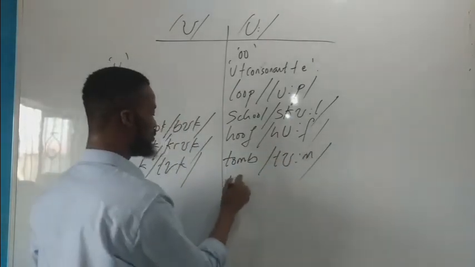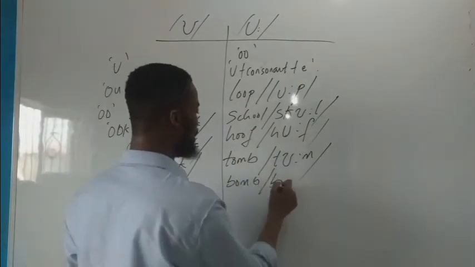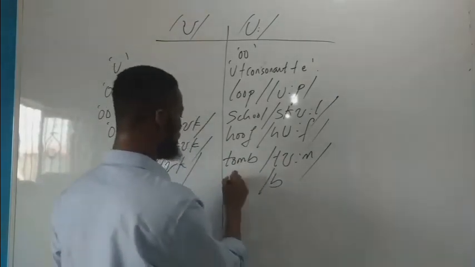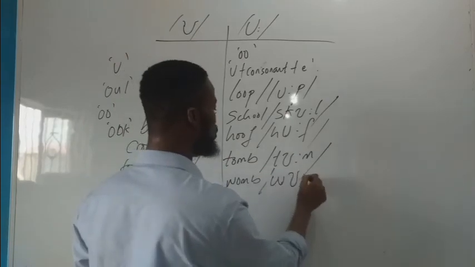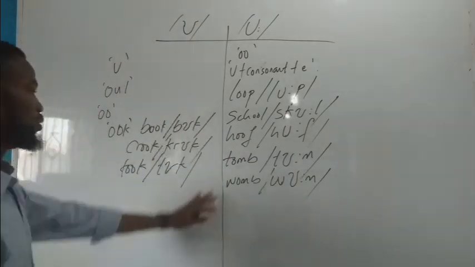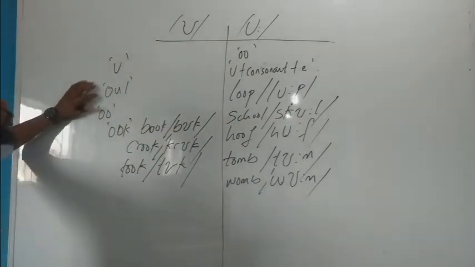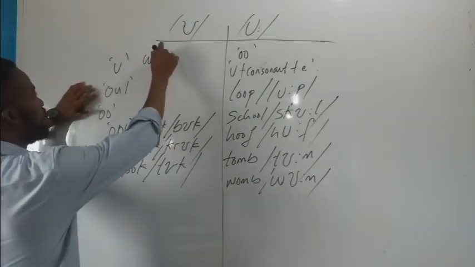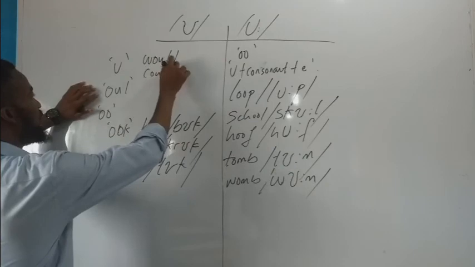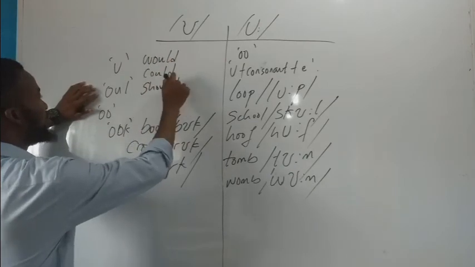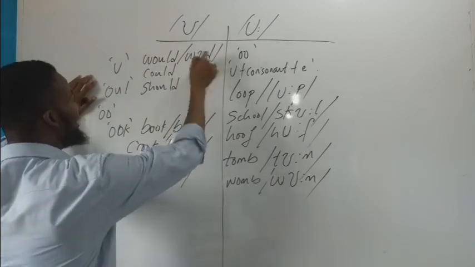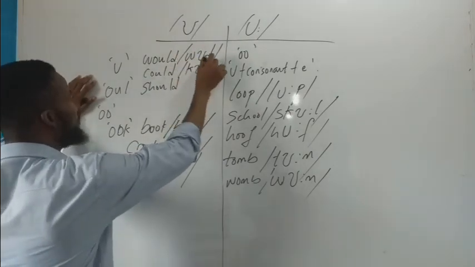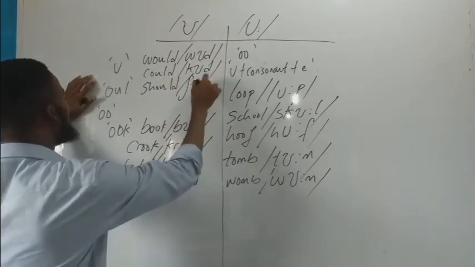W-O-M-B is pronounced womb. So, talking about O, pay attention to O-U-L. These three words, W-O-U-L-D, C-O-U-L-D, and S-H-O-U-L-D, all fall under this category. This is called would. The L is silent. This is called could, and this is called should.